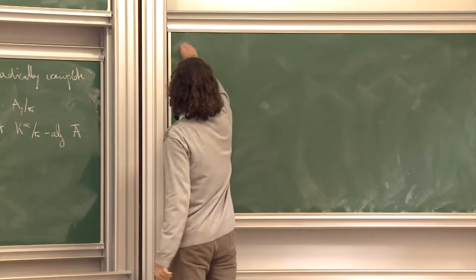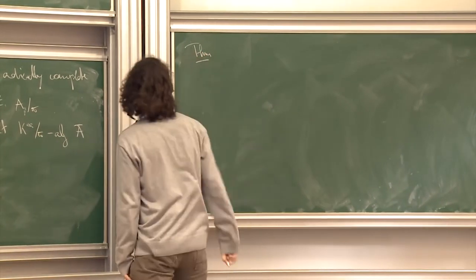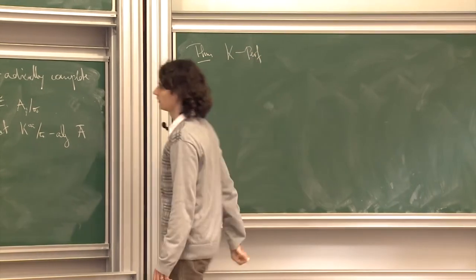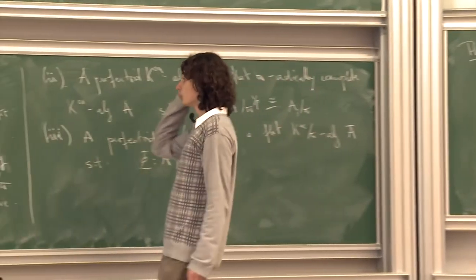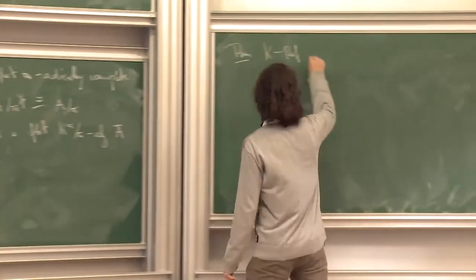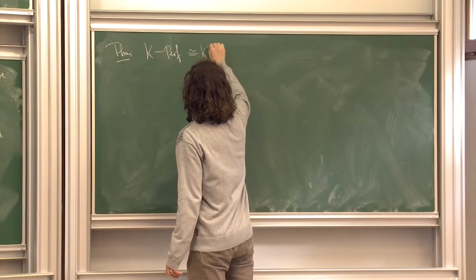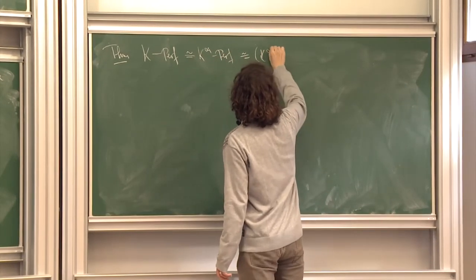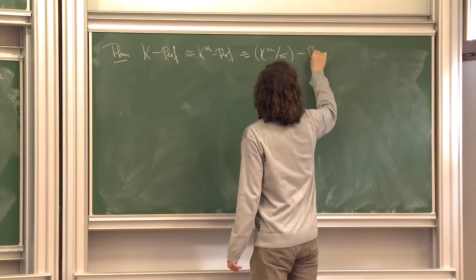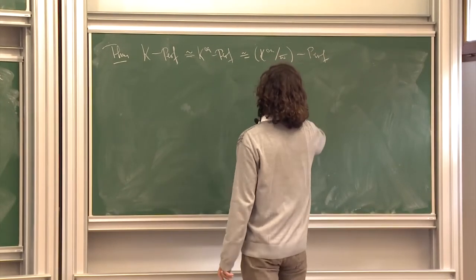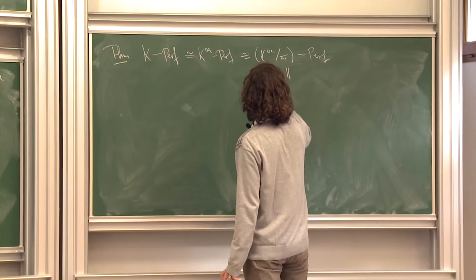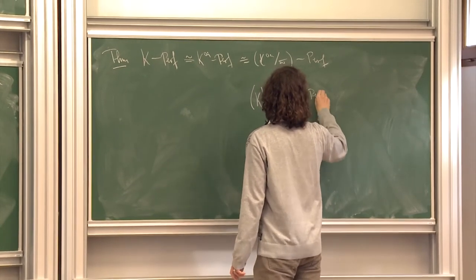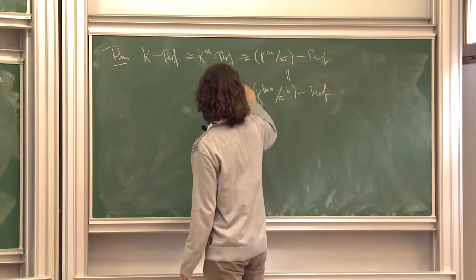Okay. And then we have the following series of equivalences of categories. So let me denote by K-Perf the category of perfectoid K-algebras. And then we have K-Perf is equivalent to K0^a-Perf. Then it's equivalent to K0^a mod pi-Perf. And once we have this, then this will be just the same as on the other side again. And then we can lift to the other side.